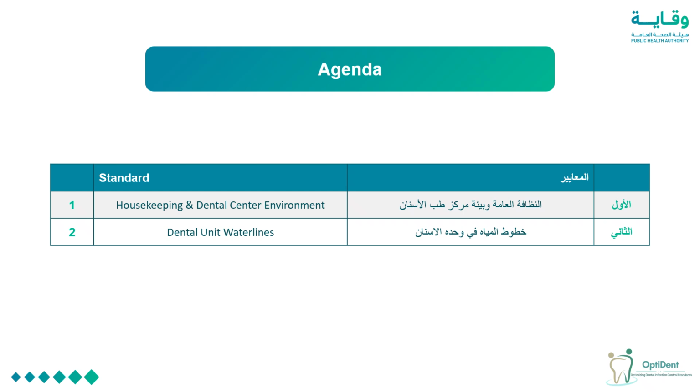So as I mentioned, our session today focuses on two essential areas of dental infection prevention. The first is housekeeping and dental center environment. The second is dental unit water lines. For each standard, I will walk you through the practical steps to show you how the evaluations are conducted and explain how to achieve full compliance and full mark.